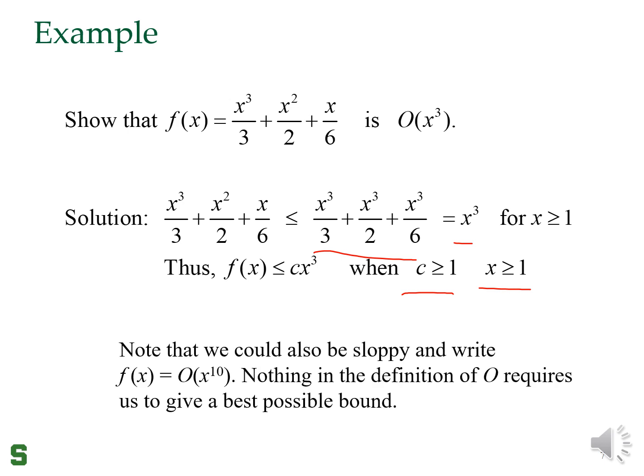Note that I could have been sloppy and written f(x) is big O of x to the power 10. Nothing in the definition of big O requires us to give the best possible bound. So in this case, I could have written that this is big O of x to the power 100 or x to the power 1000, 10,000, etc.